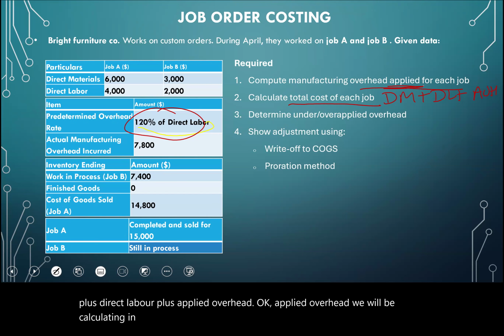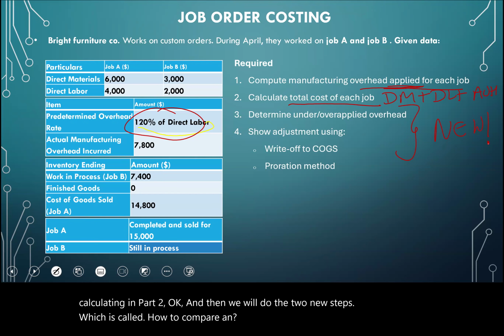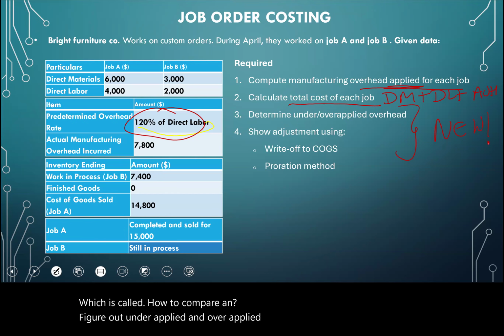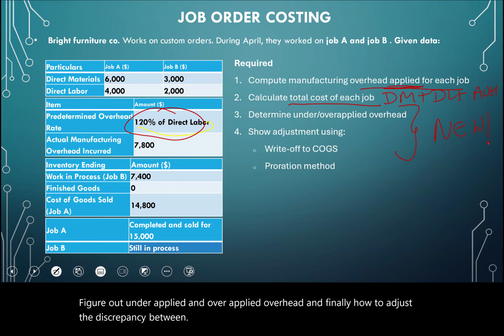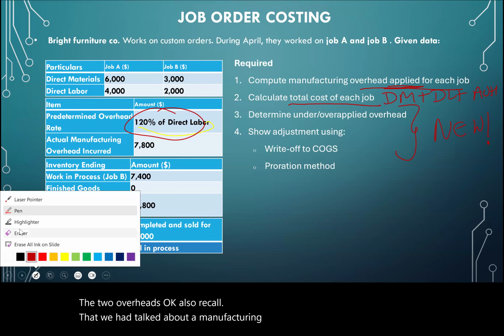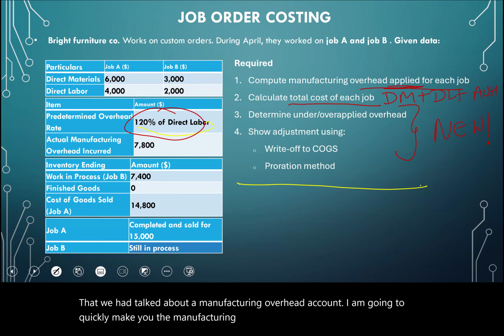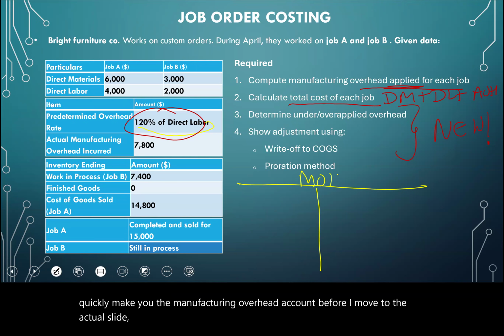Okay, and then we will do the two new steps, which are how to compare and figure out underapplied and overapplied overhead, and finally, how to adjust the discrepancy between the two overheads. Okay. Also recall that we had talked about a manufacturing overhead account. I am going to quickly make you the manufacturing overhead account before I move to the actual slide. Okay. So suppose this is your manufacturing overhead account.